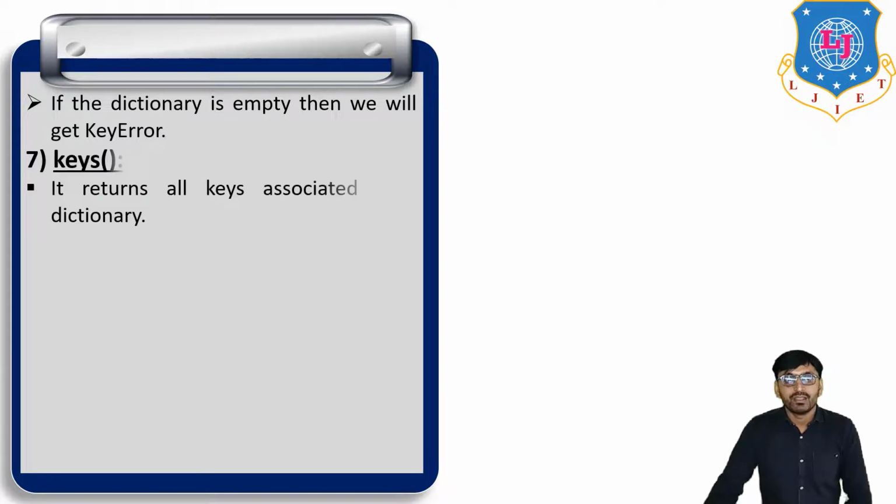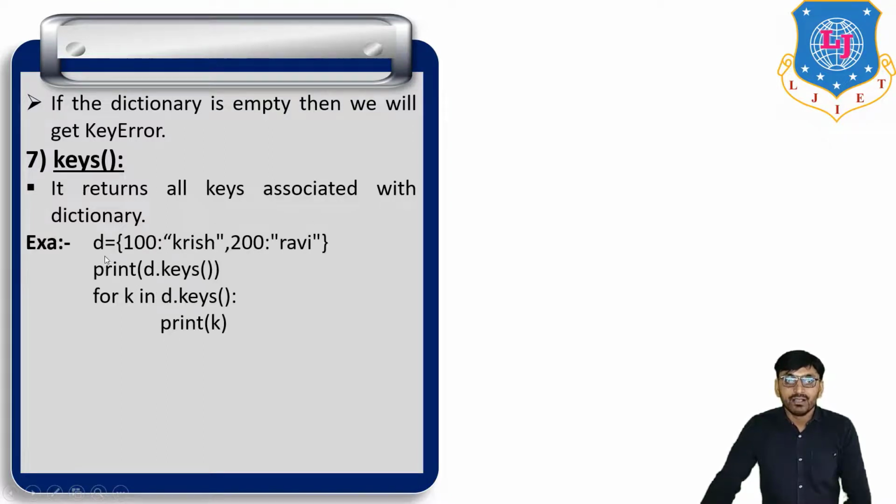Okay, then the keys function. It returns all the keys associated with the dictionary. So d is equal to 100 Chris and 200 Ravi. Then print d.keys(). So here 100 is the first key, 200 the second key. So for k in d.keys(), print k. So the two keys present in the dictionary, the first is 100, the second is 200. Okay.